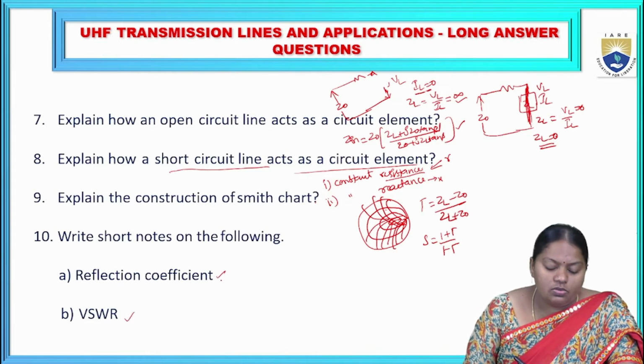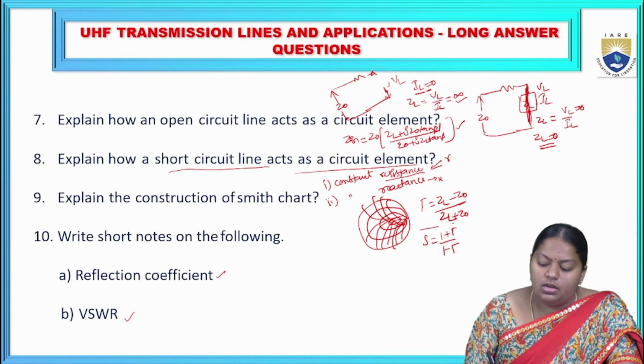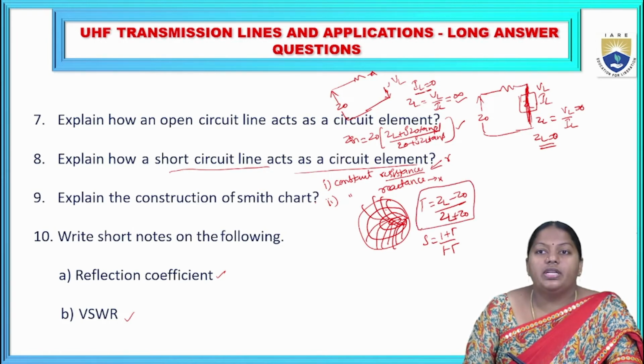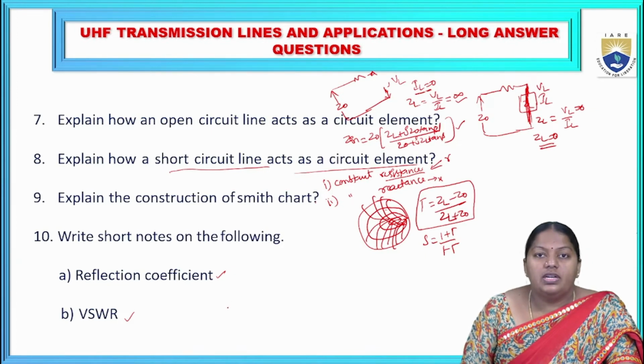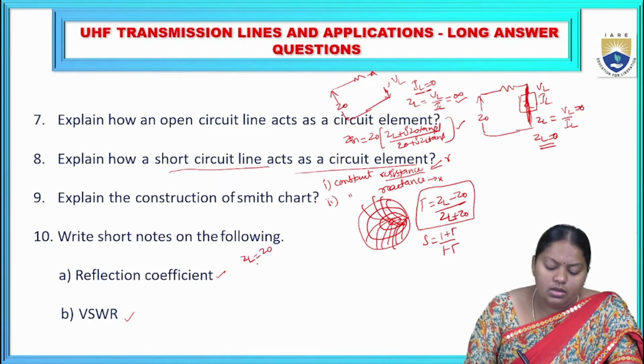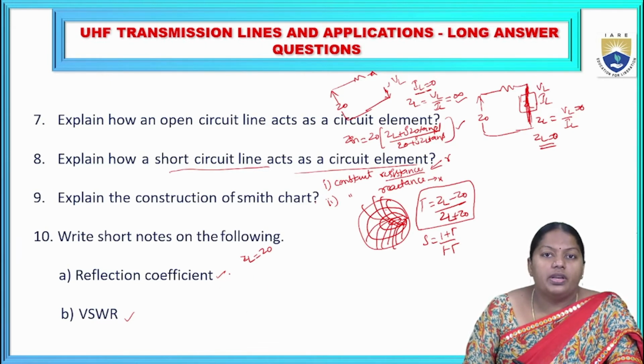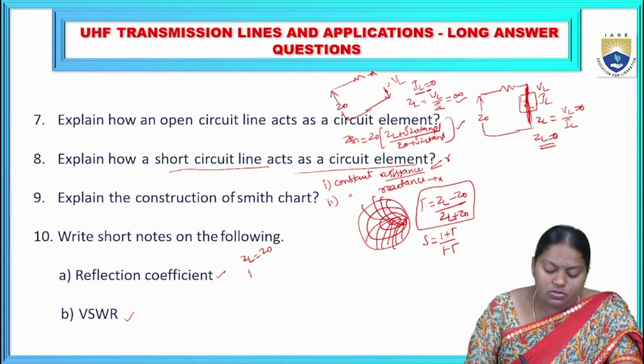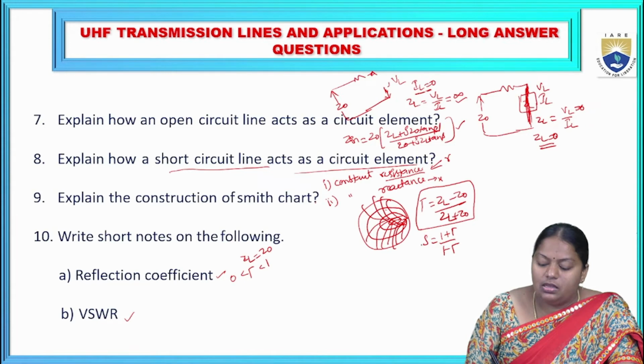As we know, the reflection coefficient gamma is given in terms of the load impedance and the characteristic impedance as gamma equal to ZL minus Z0 by ZL plus Z0. If ZL is equal to Z0, or if ZL is not equal to Z0, how are the reflection coefficient values ranged? The range of the reflection coefficient gamma is from 0 to 1.